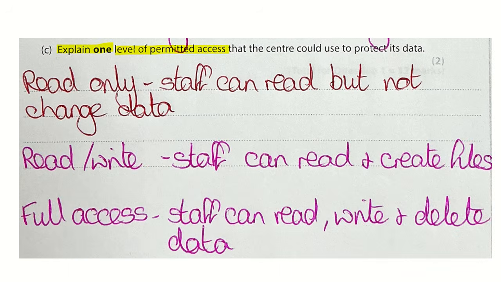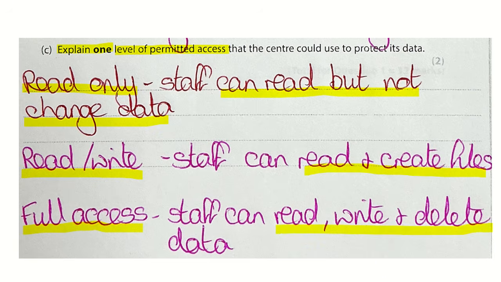So you can clearly see that I've answered my question. My point is read only, and then my expansion, staff can read it but not change the data. There's my expansion. I've also put here the other 2 versions just in case that was something you thought of. So there is my point, read, write or full access. My expansion, read, write, staff can read and create. Full access, they can read, write and delete.